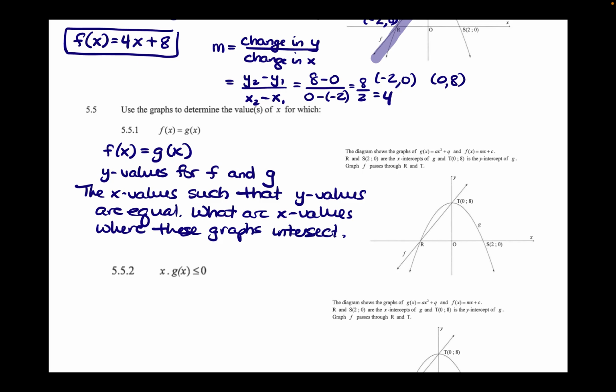So we can see quickly that the graphs intersect at points R and T, and the x values where that's the case are negative 2 for R and 0 for T.